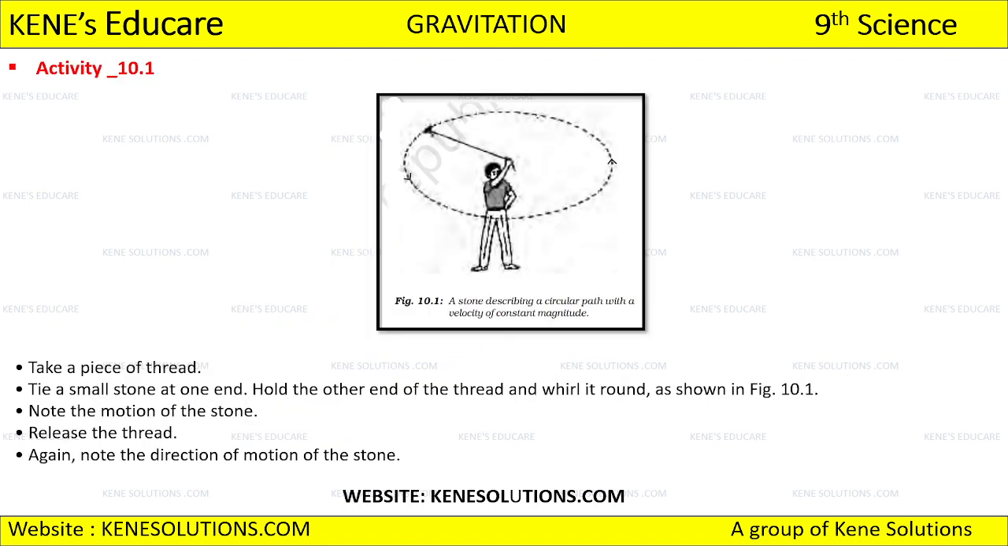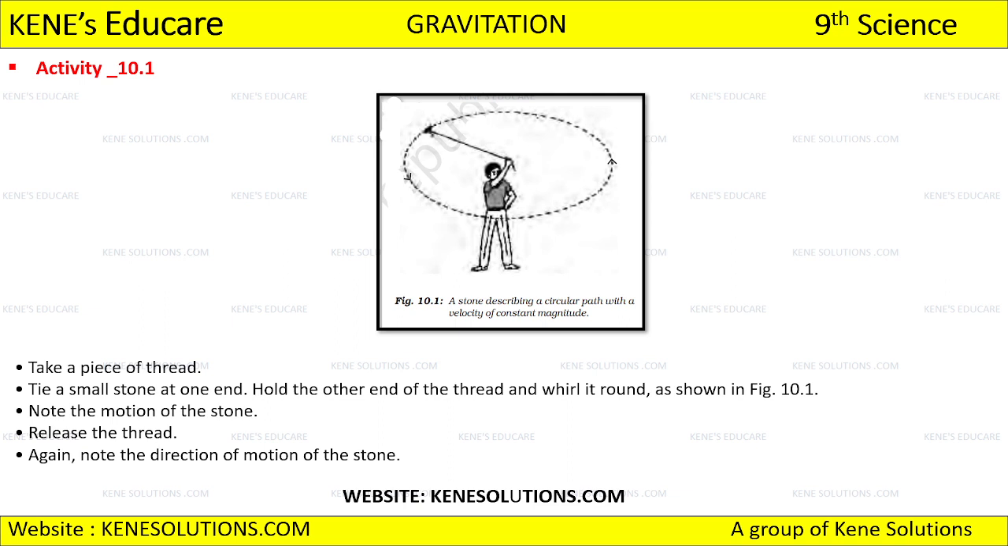Now we have this activity 10.1 to discuss. You can see what the boy is doing. You need to take a piece of thread. After taking a piece of thread, tie a small stone at one end and hold the other end of the thread and whirl it around. As you can see, the boy took a thread, tied one stone on the other end and is whirling it around as shown in figure 10.1.